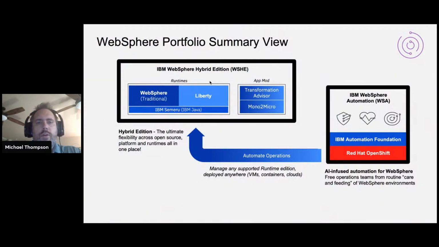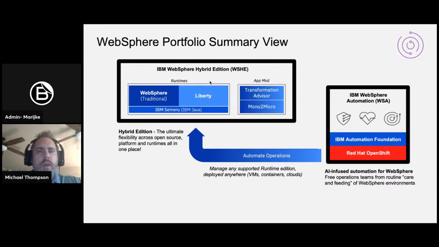So earlier this year, we introduced two new offerings as part of the WebSphere family. WebSphere Hybrid Edition, which is where you can find all of your runtimes, both traditional WebSphere as well as Liberty, running on IBM Semeru Java, as well as the application modernization tools. In addition to WebSphere Hybrid Edition, we brought out WebSphere Automation. WebSphere Automation is focused on helping automate operations for those existing and new environments, allowing you to manage.